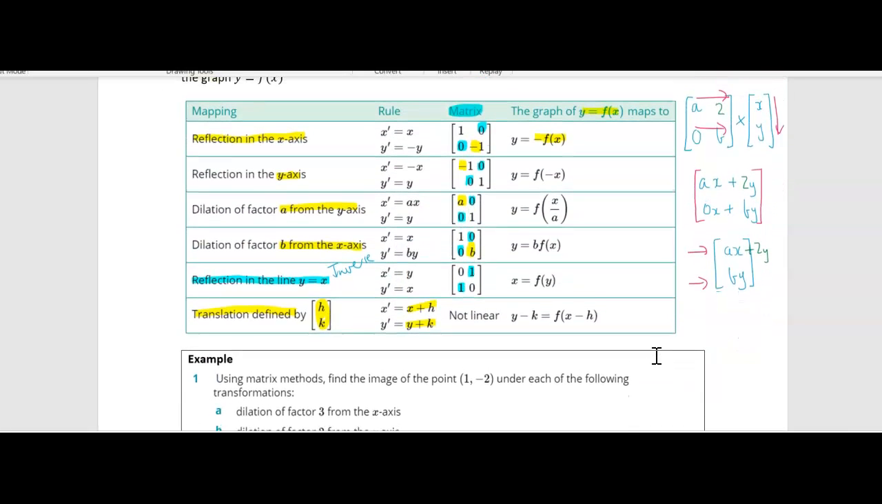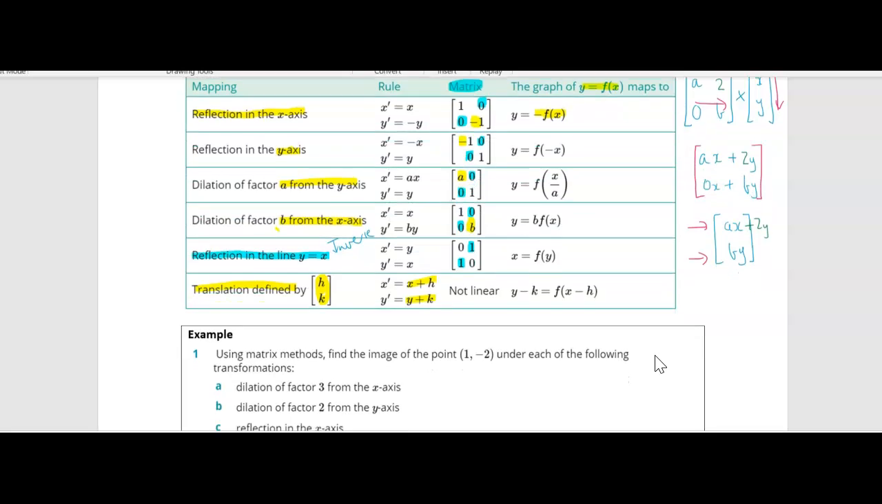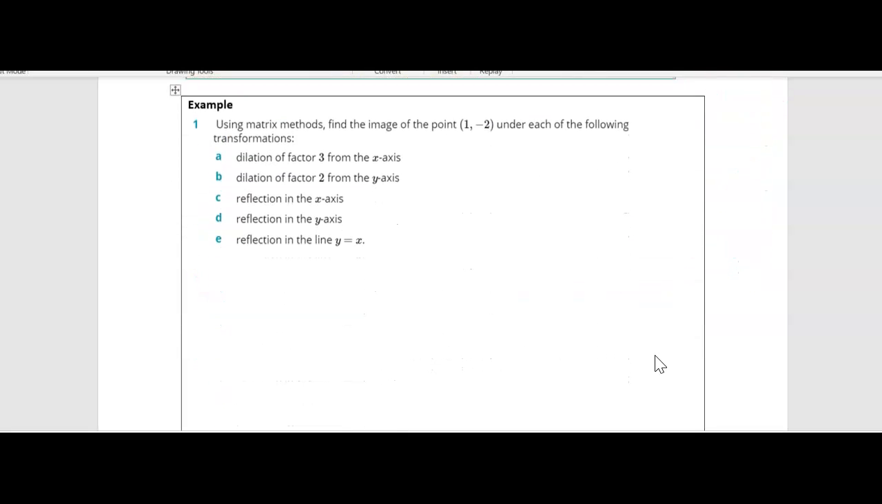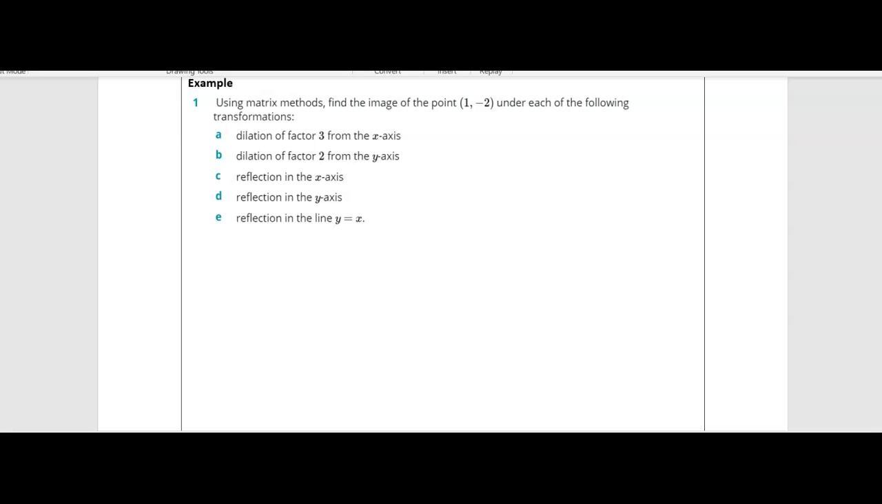Now we don't actually multiply by h, k. I should make note of that. We're adding it. So when we go through the examples, it'll probably make a little bit more sense. Okay, so using matrix methods, find the image of the point (1, -2) under each of the following transformations. So let's start off with question A.